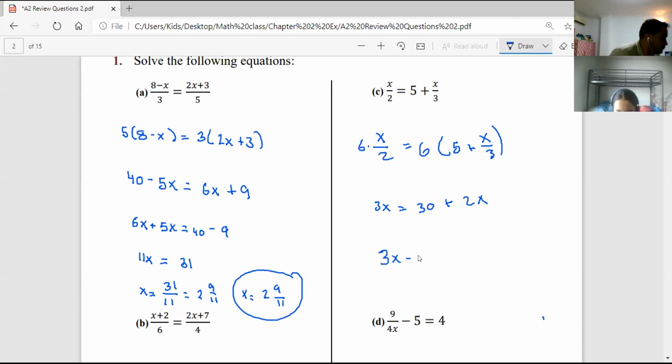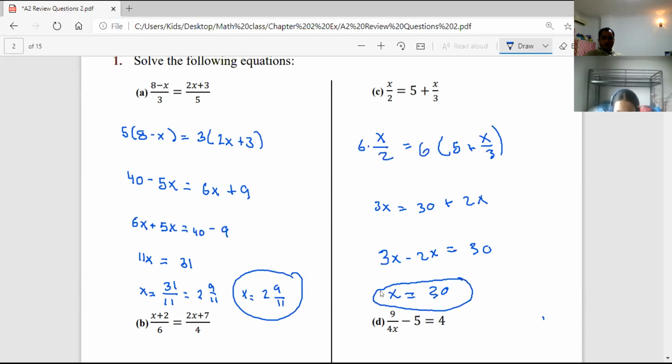3x minus 2x equals 30. So x equals 30. Okay. Next question.